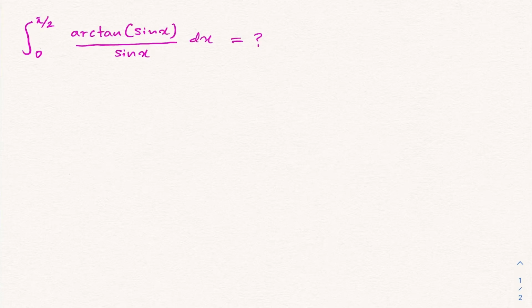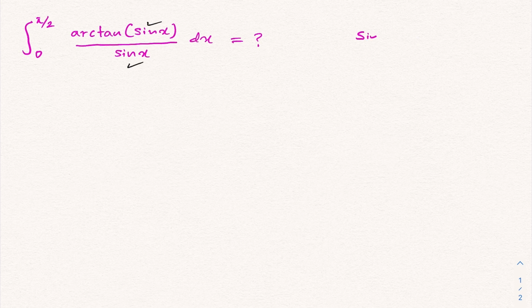In this video, we are going to solve this brilliant integral from 0 to pi over 2 of arctan of sine of x over sine of x dx. Well, what do you think? Okay, as a first step, here we have sine of x, here also sine of x. Therefore, I am going to take a substitution.